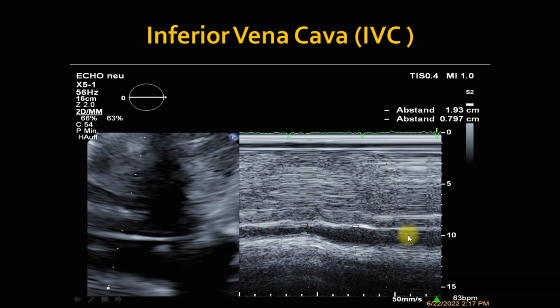Here is the inferior vena cava in expiration. Here I have measured its diameter. It's about 1.9 centimeter, and here is the inferior vena cava in inspiration. It collapses. It has collapsed, and the diameter is about 0.7 centimeter. It has collapsed by more than 50%.